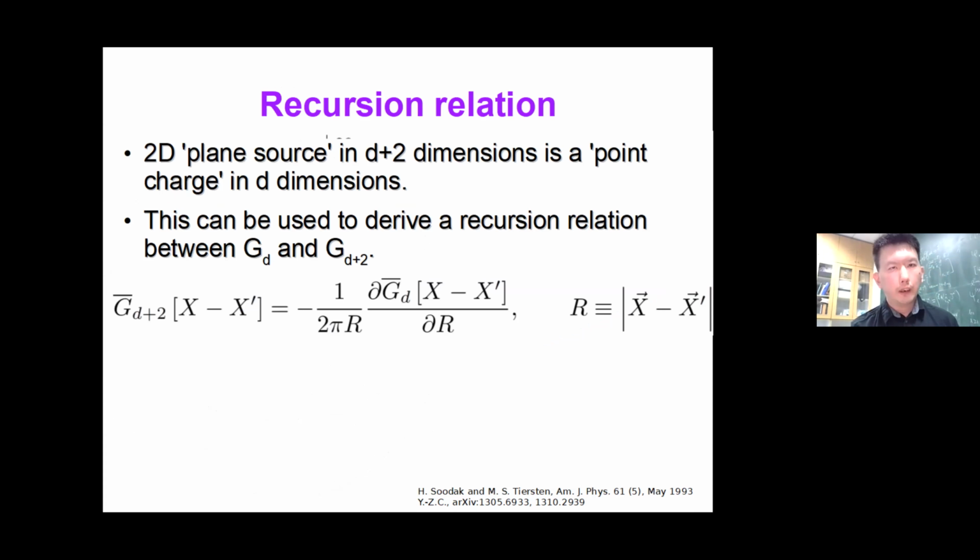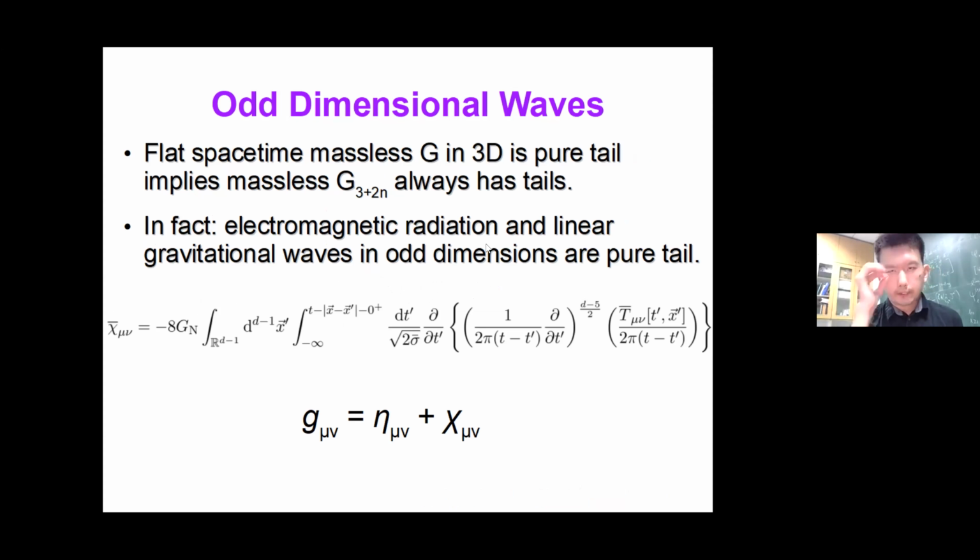You can work it out and show that this embedding perspective allows you to derive a recursion relation that lets you derive the d+2 dimensional Green's function from the d-dimensional one just from differentiation. I mention this because once you've gotten the 3-dimensional Green's function, you can use this recursion relation and obtain all the odd dimensional Green's functions. And because the 2+1 has a tail, in fact a pure tail, all odd dimensional Green's functions have tails.